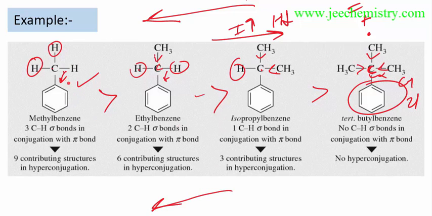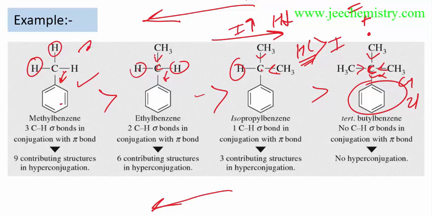Now I will tell you what happens if inductive effect and hyperconjugation are both acting in a compound. Then we have to decide which will increase the stability. If inductive effect and hyperconjugation are both acting, then hyperconjugation will be higher priority than the inductive effect. That's why this group is more stable, because this group has more hyperconjugation.